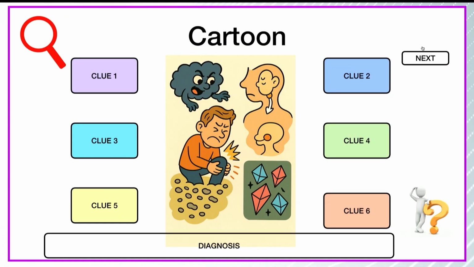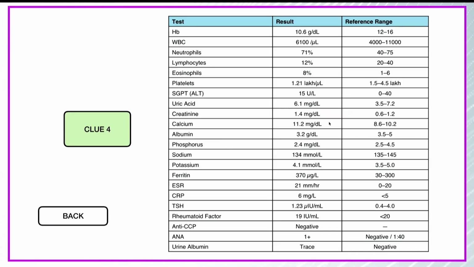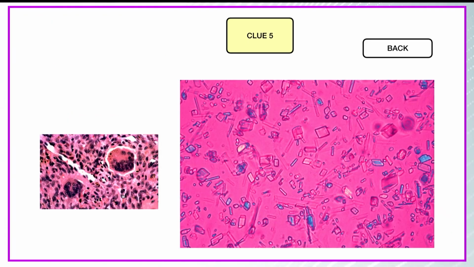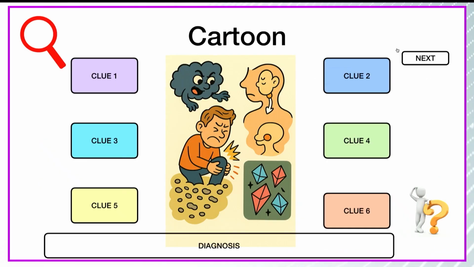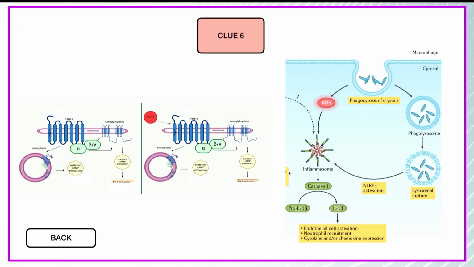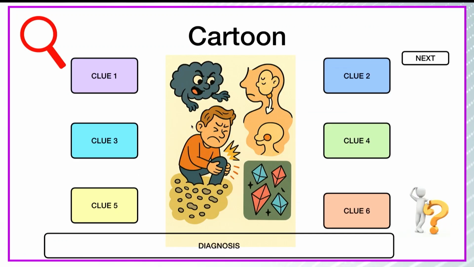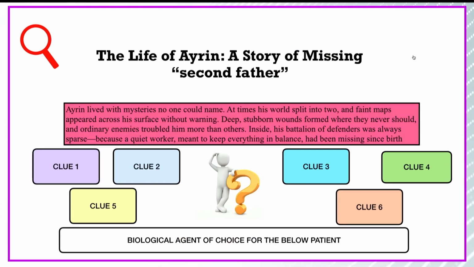which is the cause for CPPD crystallization in this patient, and this is showing hypercalcemia and hypophosphatemia, and these are the rhomboid crystals, and this is the bone tumor histopathology, and this is the mechanism of CPPD crystal formation in patients. Primary hyperparathyroidism with CPPD. So this is a life of Irene, a story of missing second father.